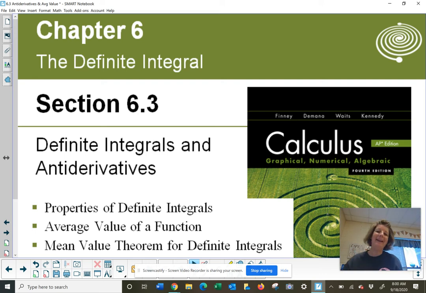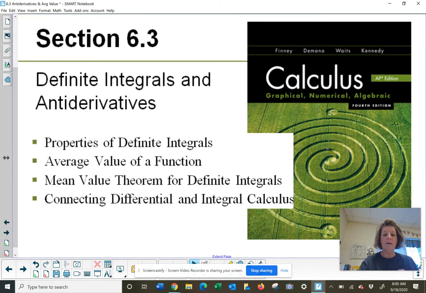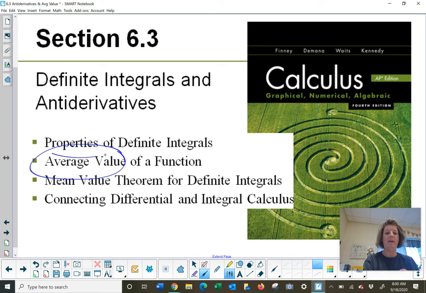Section 6.3, here we go. Definite integrals and antiderivatives are the topic of the day. One of the big things that we're going to work on is the average value function. You can see that, and then the properties.